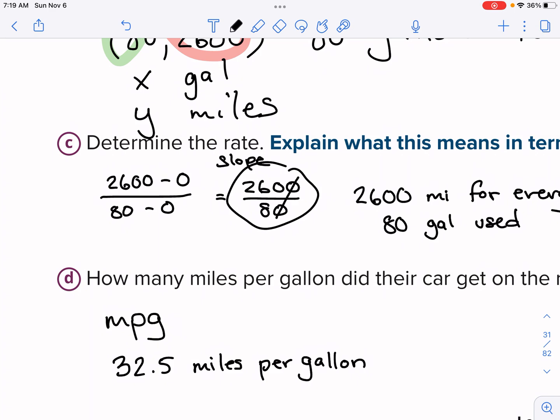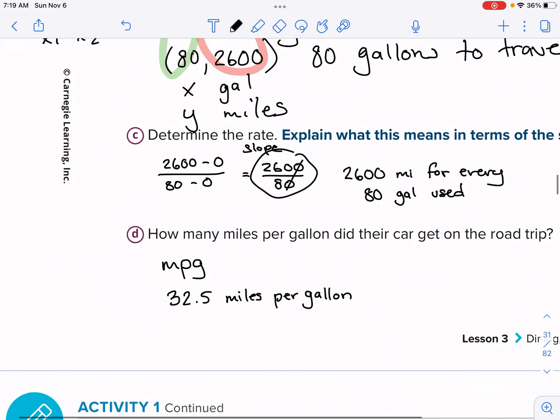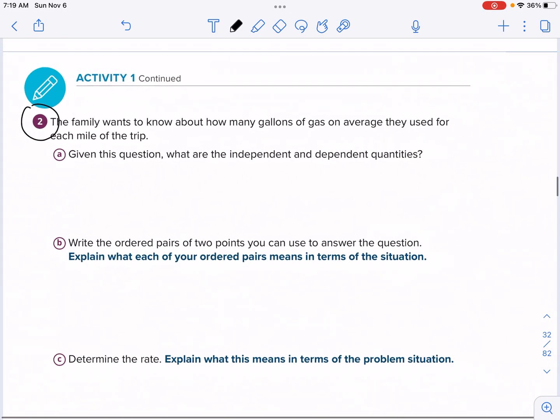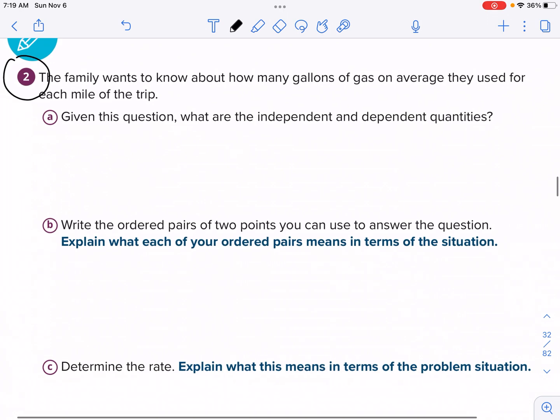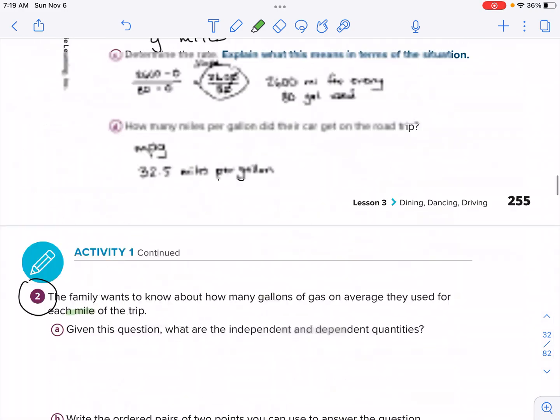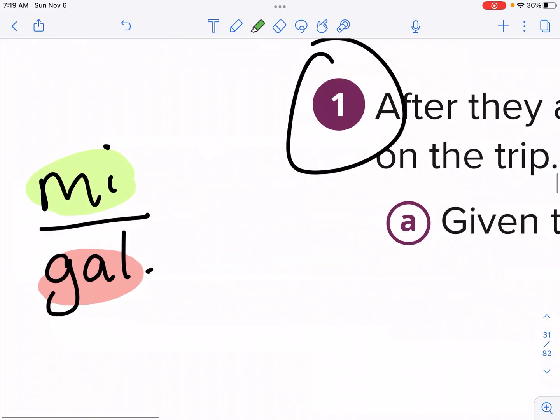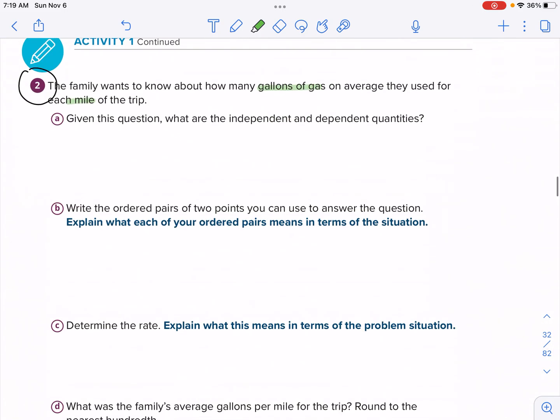Okay, let's flip this over to page 256. So still continuing in that same context, but we're asking the question in a slightly different way. Okay, so we're going to have to highlight something. The family wants to know about how many gallons of gas on average they use for each mile. So that is represented as gallons of gas every mile. What we had in the previous slide was how many miles per gallon. We have it switched now. It's gallons per mile. So let's write that off to the side so we don't forget that.